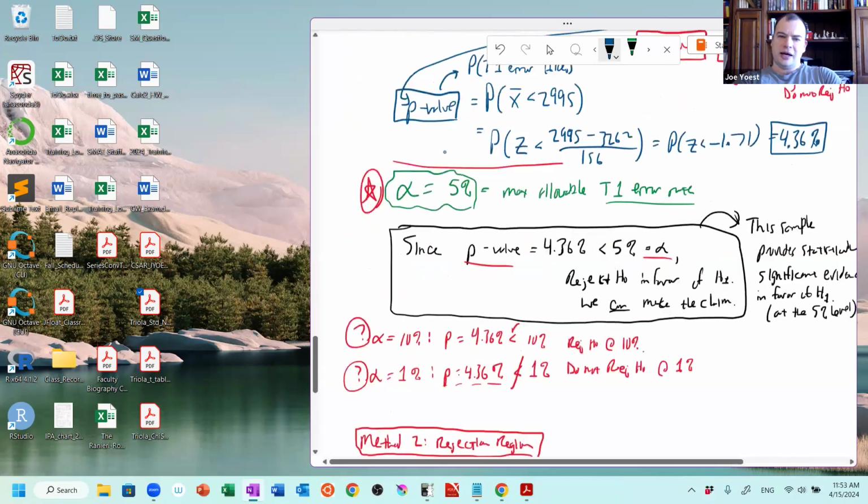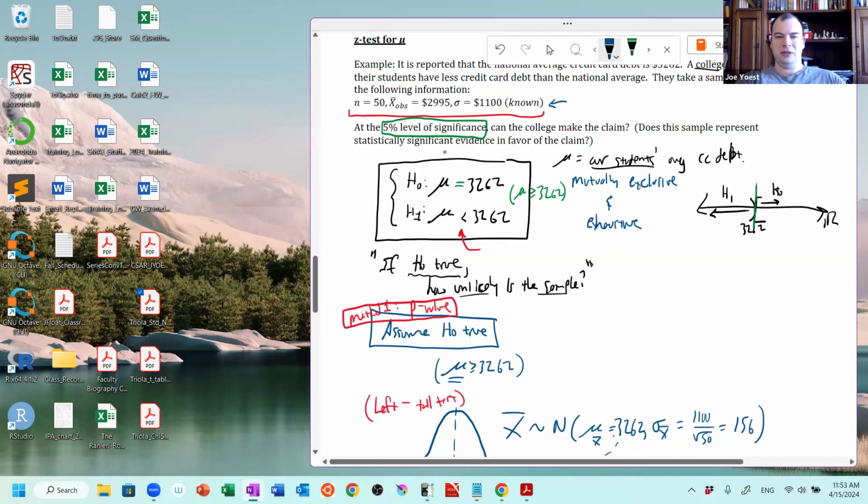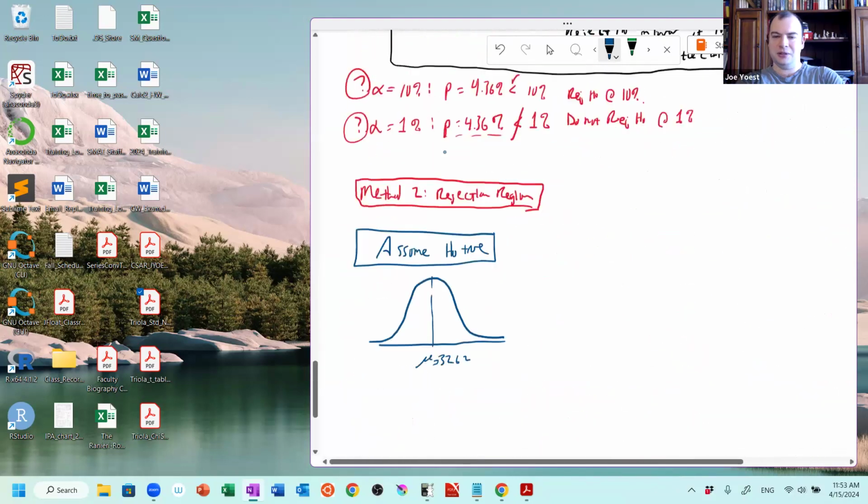And remember that now we're thinking of H naught as just being mu equals 3262. It's kind of the most conservative mu that we can pick from the mu's bigger than or equal to 3262. It's the hardest one to reject against. If we can reject against this mu, we could reject against any other mu bigger than 3262.